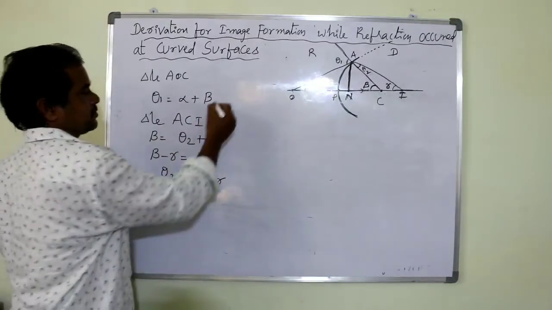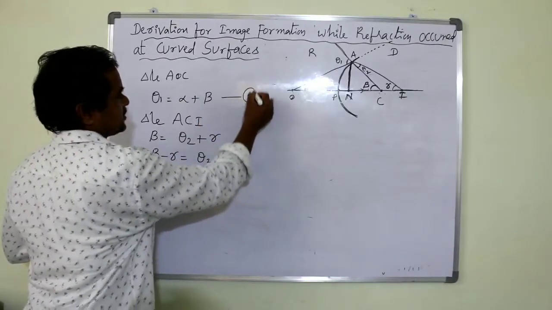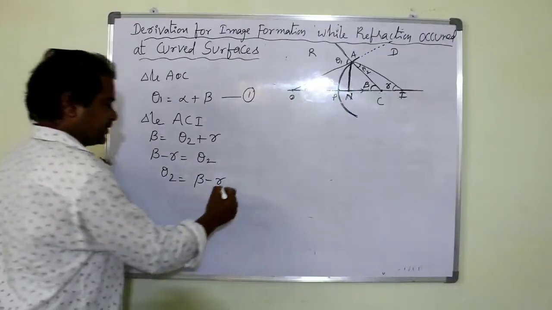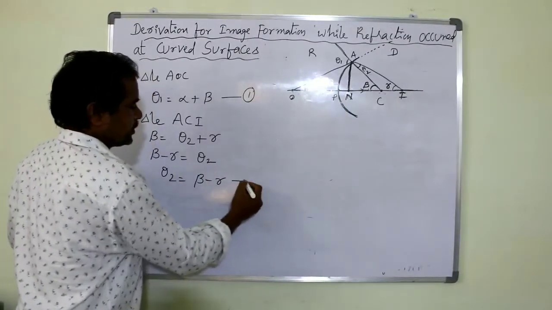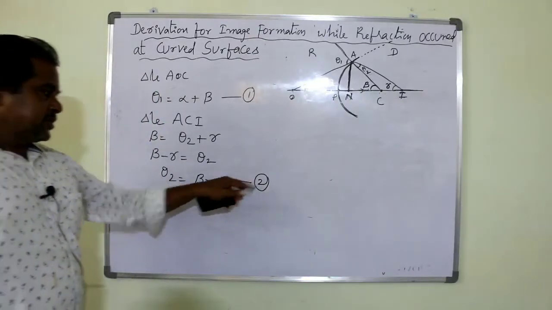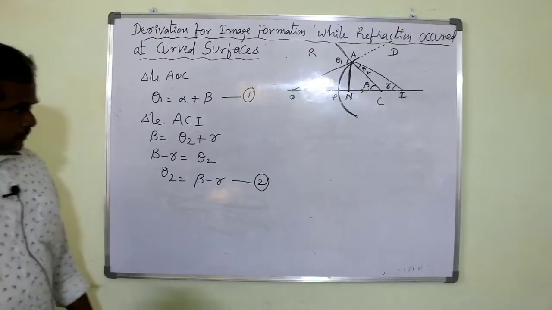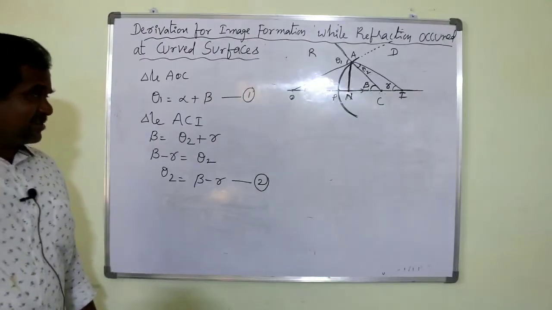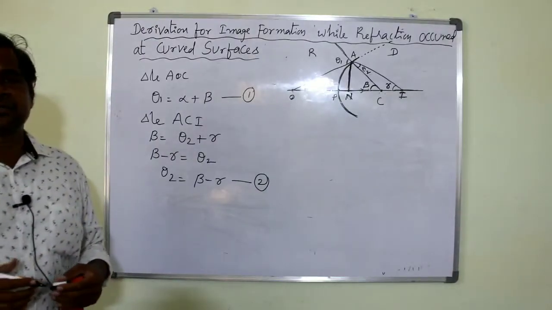So theta 1 is equal to alpha plus beta. This is treated as equation 1. Theta 2 is equal to beta minus gamma. This is treated as equation 2. So apply Snell's law for this condition.